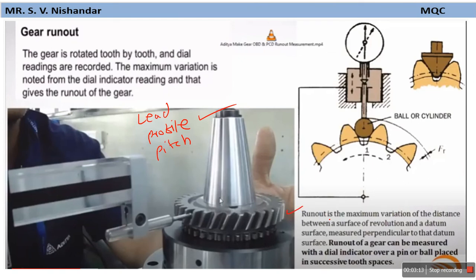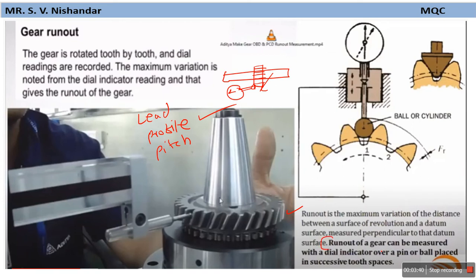Runout is the maximum variation of the distance between the surface of revolution and the datum surface, measured perpendicular to that datum surface. We have to check the gear to be tested with the help of the dial indicator probe or comparators, and in this way we can find out the runout, measured perpendicular to the datum surface.